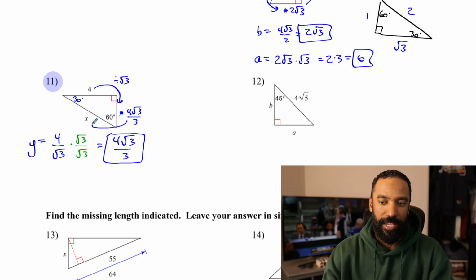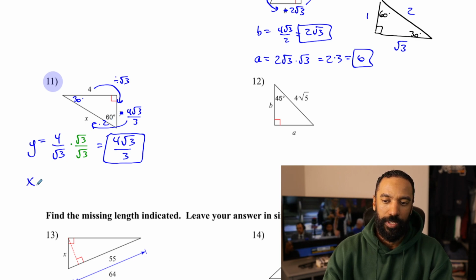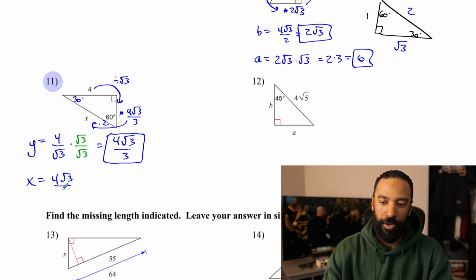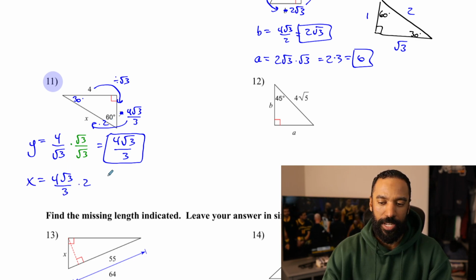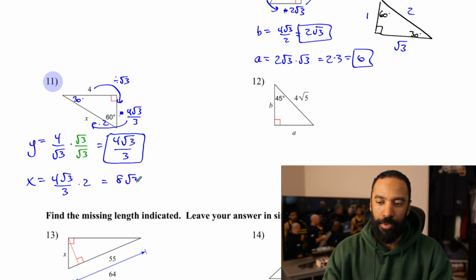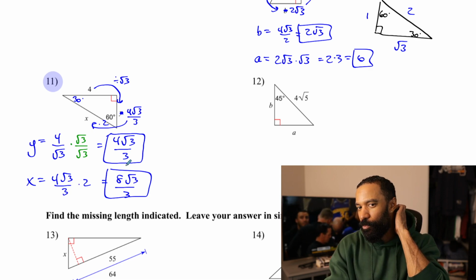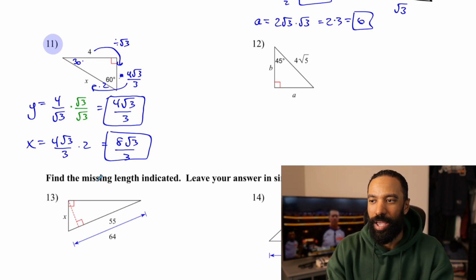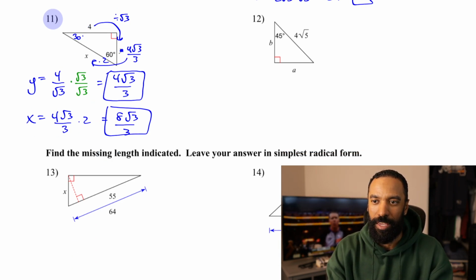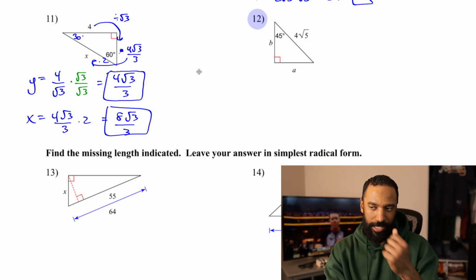X is just twice as big, so we just got to multiply that by 2. X is 4 root 3 over 3 times 2, and then just take the 4 times 2, and you get 8. 8 root 3 over 3. Not necessarily a rewarding answer set, right? We like to see something that would really make it feel like, yeah, we cleaned things up. Not really, but it still works out.